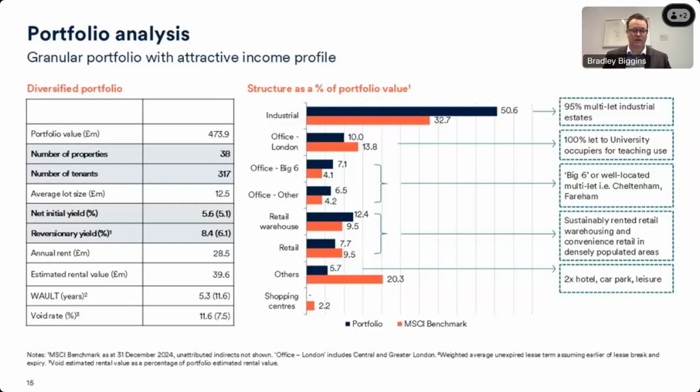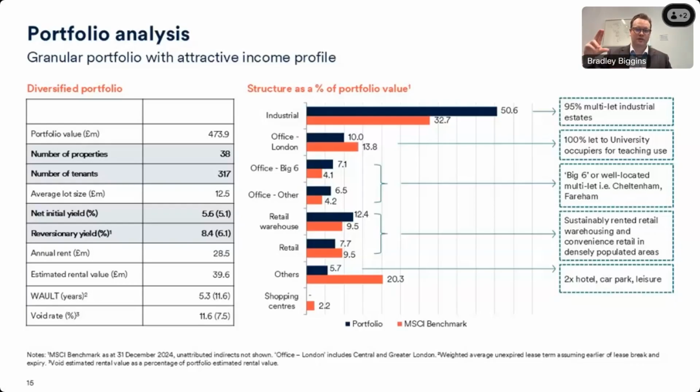Now, to put that reversion yield into some context, because these yields can be a bit abstract, our annual rent is £28.5 million per annum. And that reflects the net initial yield of 5.6%. The estimated rental value, which is the market level of rent that I think we could achieve if we let all of our units today on market terms, is £39.6 million. So that's more than £10 million ahead of our current annual rent.